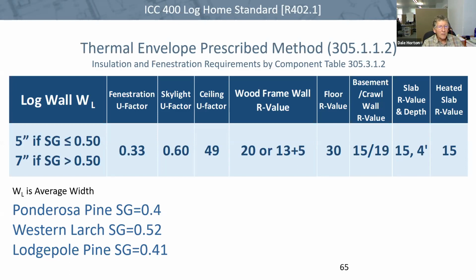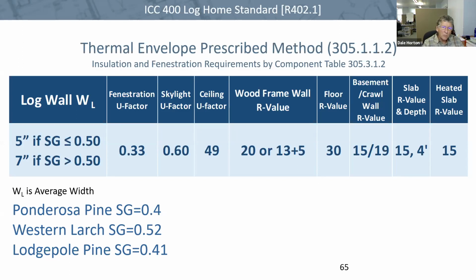So if you meet that requirement, then your requirements for windows is less than what it would be if it were the 2018, which goes to 0.30 for U factor in fenestration. It's a little more lenient on skylight compared to 0.55. The ceiling U factor is the same. The wall is slightly different. This is if you have sections of frame wall interspersed with log walls. Its floor R value is the same. Basement, interestingly enough, the slab R value is R15 instead of R10 as it would be for frame buildings.